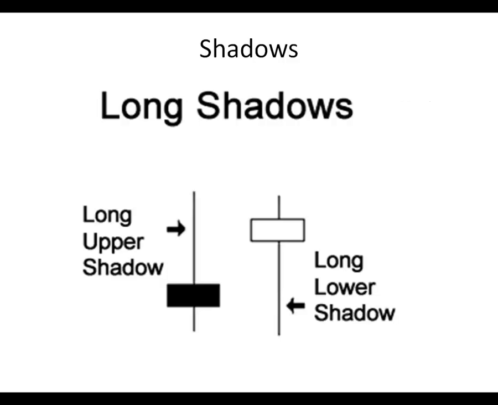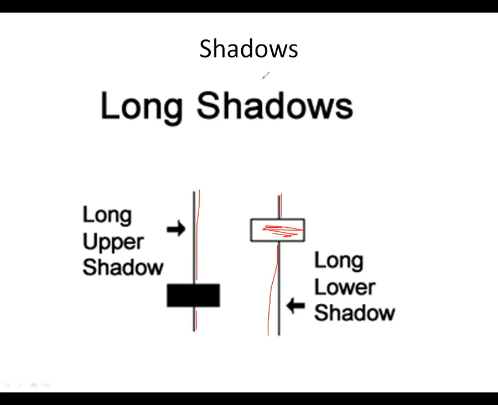Now, apart from the long bodies, we also have shadows. Apart from the body, which you see here being very small, you see a very long line. These long lines you see are called shadows.